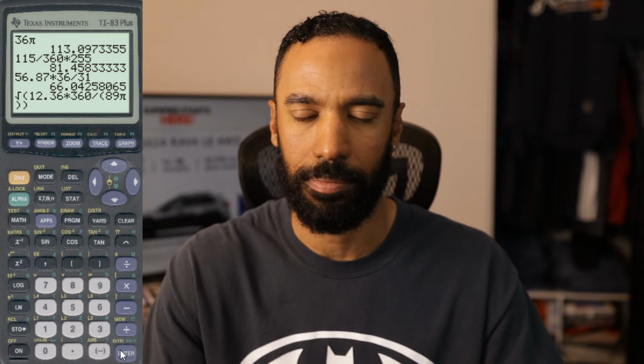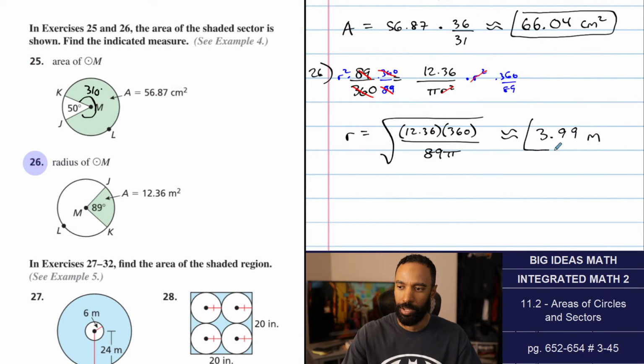I think I've stated this before for the circumference stuff, but make sure that the pi is not being multiplied in the numerator. It's actually a denominator value, and I'm taking the square root. 3.989, that's around 3.99 meters. So there we go, 3.99 meters for the radius.